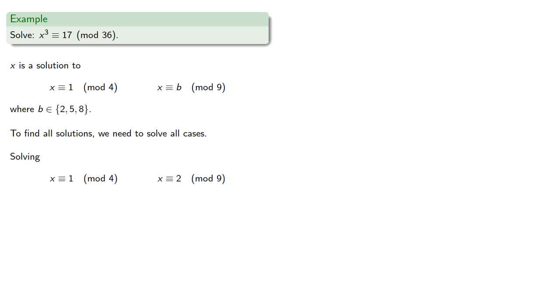So let's solve x congruent to 1 mod 4 and 2 mod 9. That gives us x equal to 29. If x is congruent to 1 and 5, we have solution 5. And if x is congruent to 1 and 8, our solution is 17.